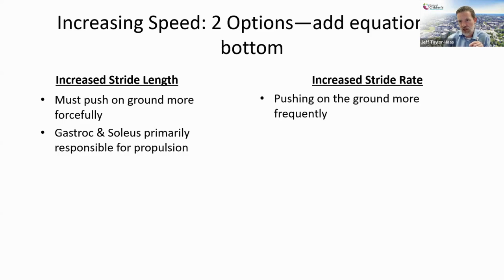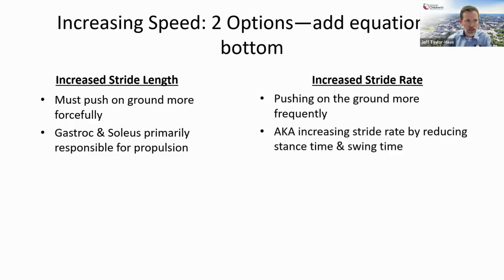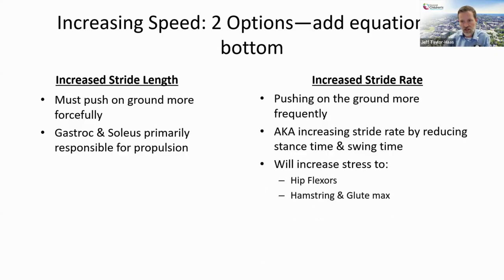And the second is generally to increase your stride rate. You're going to push harder on the ground more frequently. You're going to do this by reducing your stance time and your swing time. And this is going to increase stress to your hip flexors, your hamstrings, and your glute max.